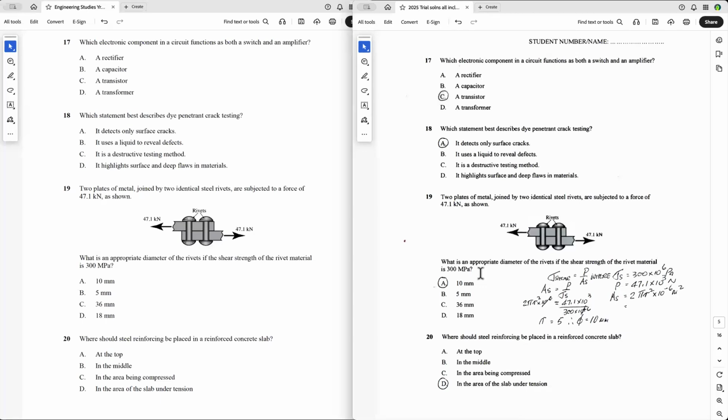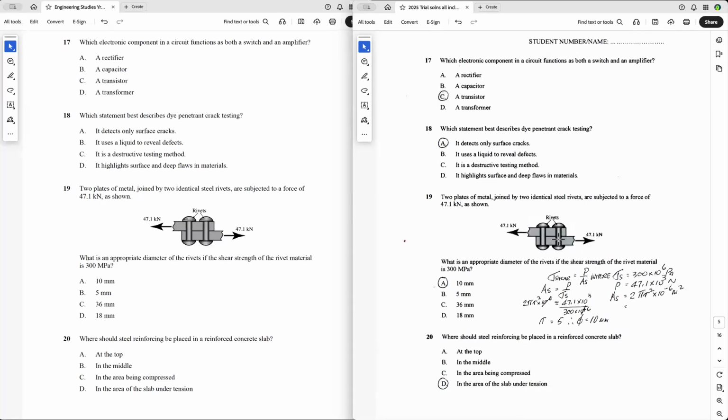Here you have 2 steel rivets joining 2 plates. You've got to work out what the appropriate diameter of the rivets is. If the shear strength of the rivet material is 300 megapascals, set it out the same as before. Shear stress equals load over area shear. The shear stress is 300 times 10 to the 6 pascals. Don't put megapascals in here. The load is 47 kilonewtons times 10 cube newtons.